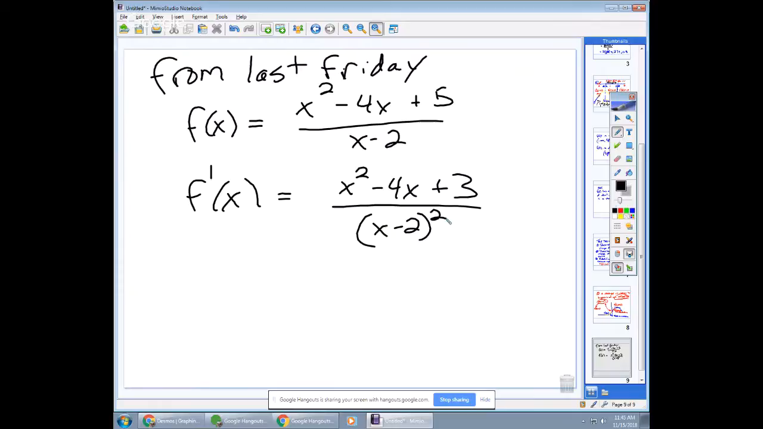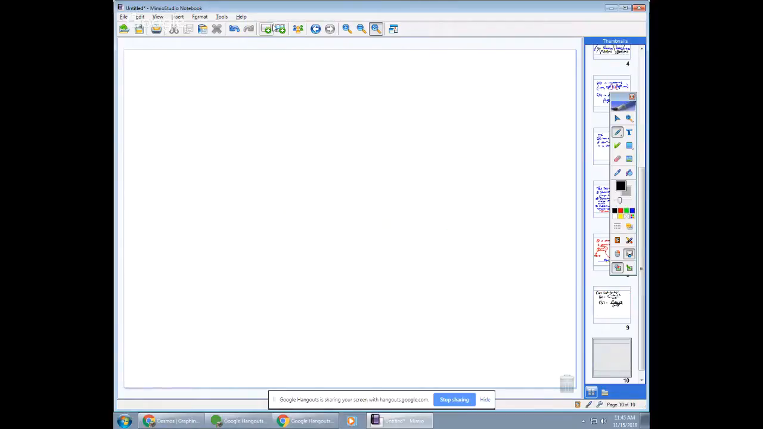Okay. So I'm going to look at this a slightly different way just for fun. I mentioned that we could do either long or synthetic division on that. So I'm going to go to a new page and do that. I'm going to do synthetic division. With synthetic division, 2 is what makes the denominator 0, so that's what's used. And then I need the coefficients at the top, which are 1, -4, and 5.